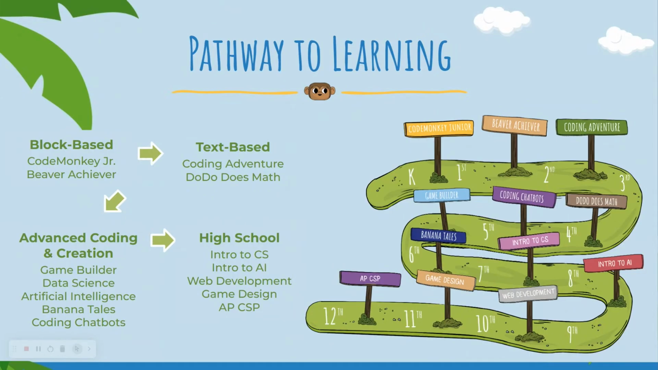We start with our block-based courses, which are CodeMonkey Junior and Beaver Achiever. We move to text-based with our Coding Adventure and Dodo Does Math. We then move into advanced coding and creation. So we're now moving into Python and, like it says, the advanced creation. Students are owning their learning by being able to build their own games and challenges. And then last but not least, we do now offer our high school courses, both an AP CSP course as well as 5 other courses that we're excited about.